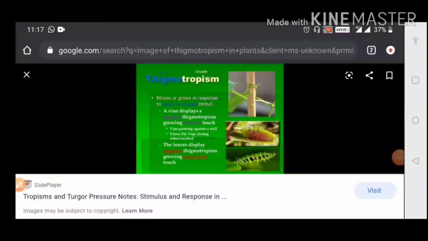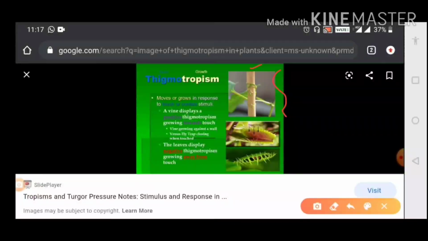Okay, last but not the least, let us observe thigmotropism. Thigmotropism is a directional movement in response to what? Touch or contact. Like you see this climber, this climber or vine has touched a support. This stem is the support.